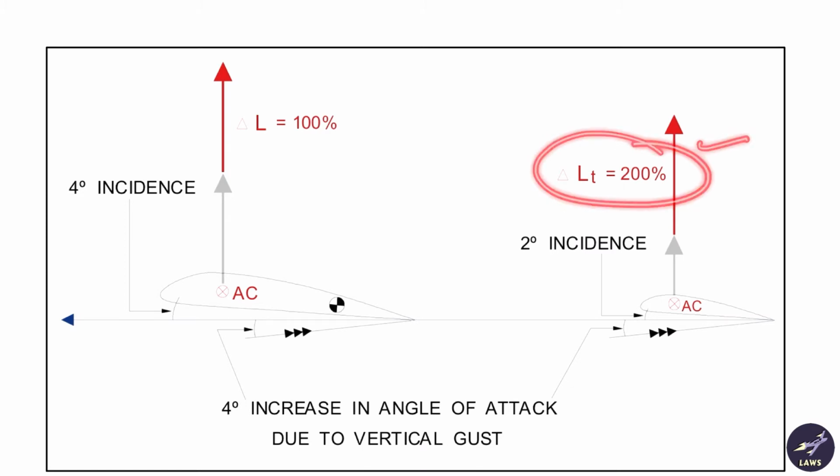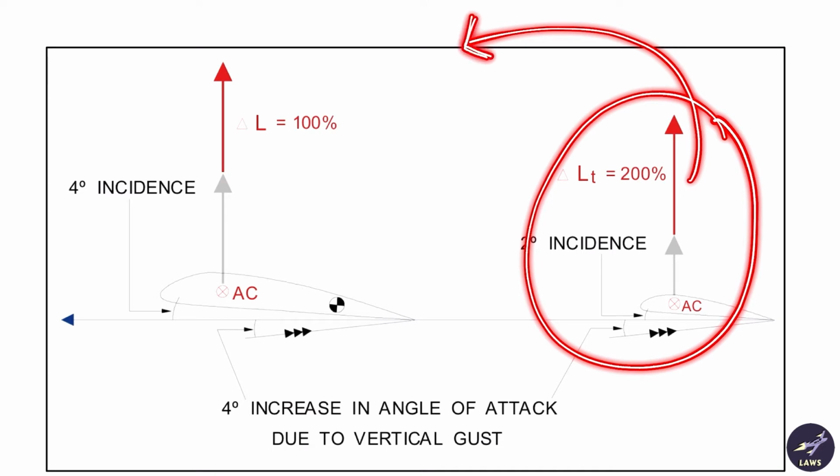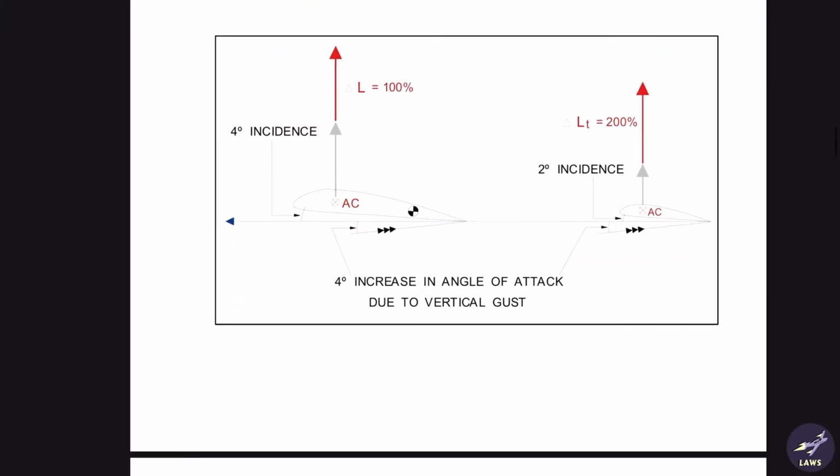So due to this longitudinal dihedral, the change of lift, as shown here, will always be more at the tailplane, and it will give you a greater stabilizing moment as compared to the destabilizing moment generated by the wing.